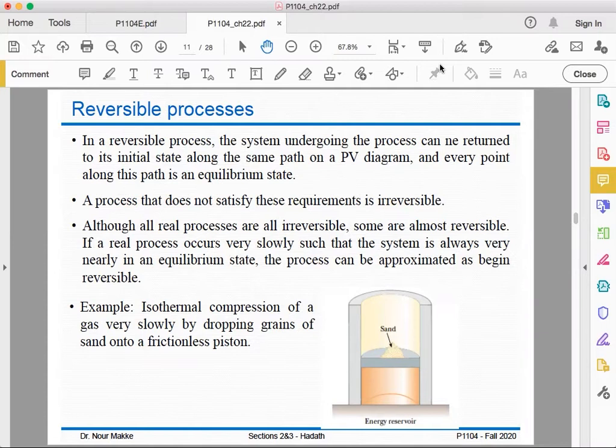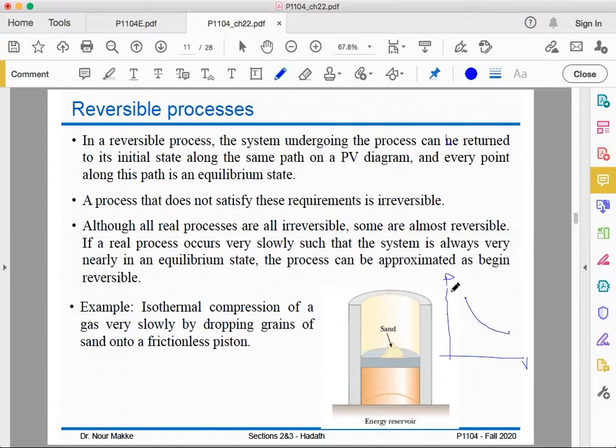Actually, in a reversible process, the system undergoing the process can be returned to its initial state along the same path on a PV diagram. And every point along this path is an equilibrium state. So this means the following: if you have a reversible process, then this can be drawn on a PV diagram, okay? A given curve along the PV diagram, regardless of its shape.